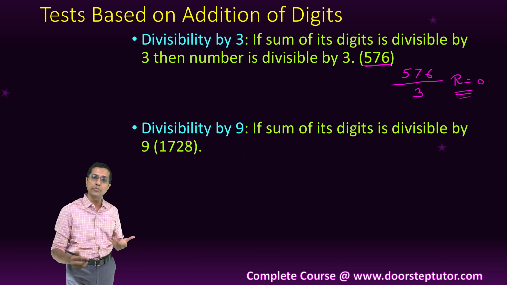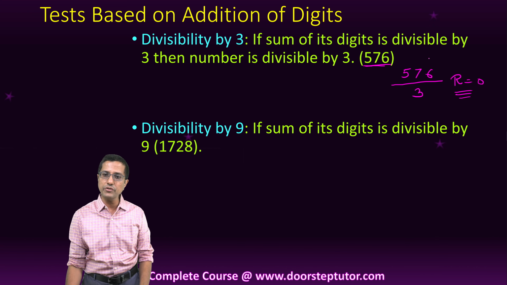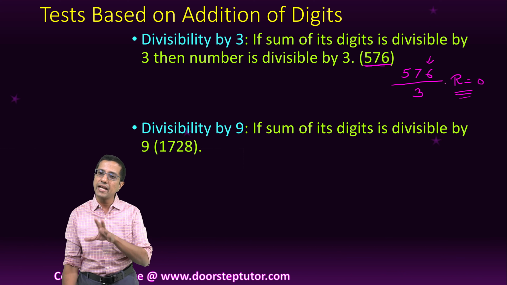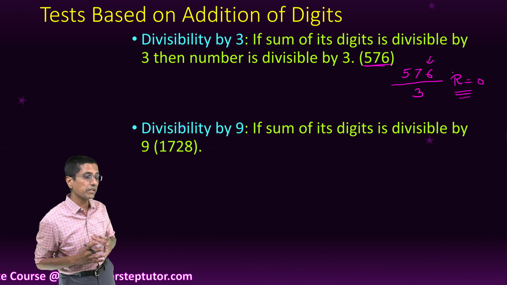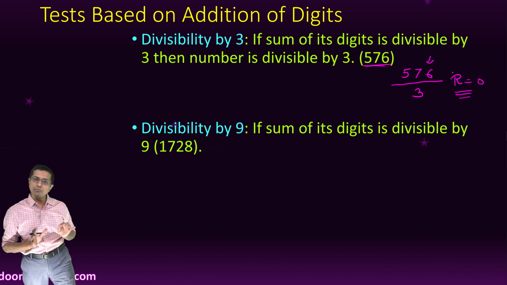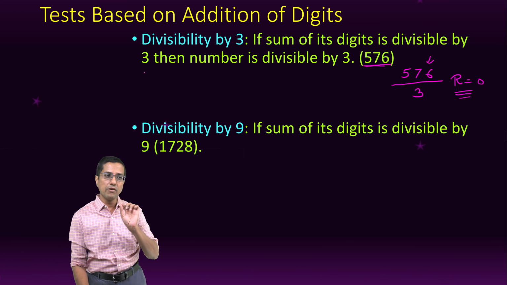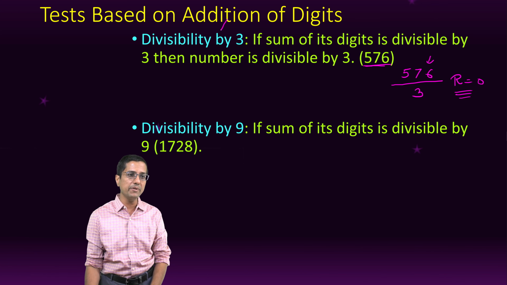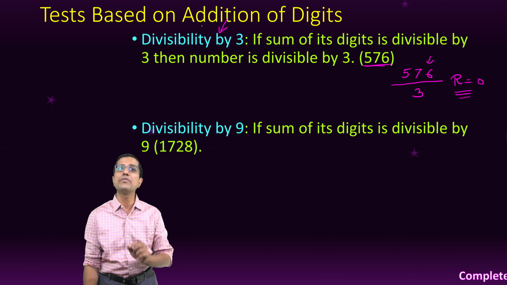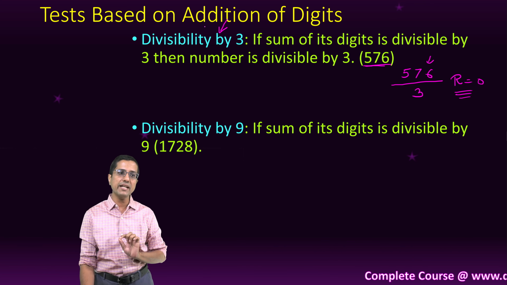I mean, one way to solve the problem would be to actually do this division. We can do this division and find out whether the remainder is 0 or not, but that will take a lot of time. So we are not going to do that. We are going to use the divisibility test of 3. And what is the divisibility test of 3?